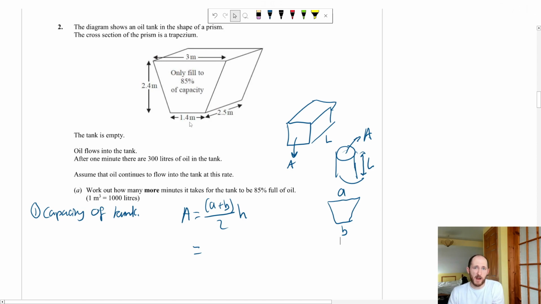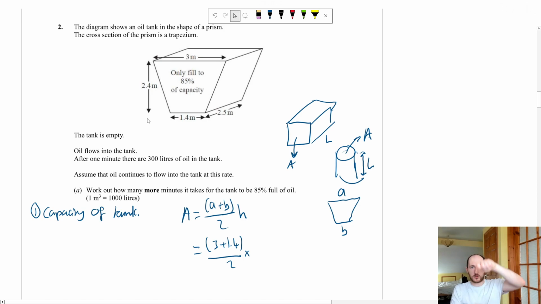Does it matter which way round? No, because we're adding them. 3 plus 1.4 is the same as 1.4 plus 3. So let's start with that: 3 plus 1.4, and then over 2. Now h is very, very specific. h is the vertical height. It is not the diagonal length. So it's not these diagonals, it is the actual height.